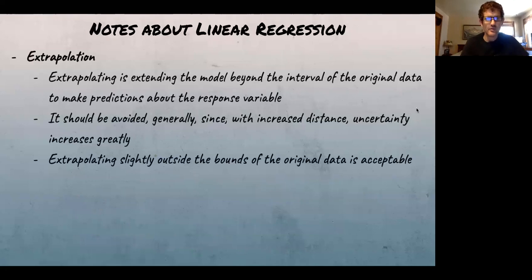Extrapolation. This was just yesterday. Basically, extrapolation is not preferred because you have a lot of uncertainty as you stretch your model beyond your data. But if you're just barely extending it, it's potentially useful.